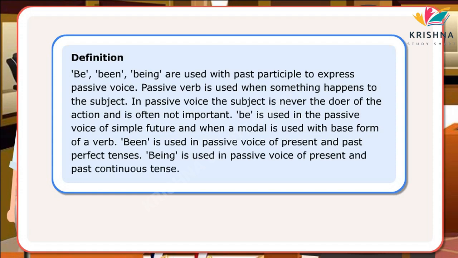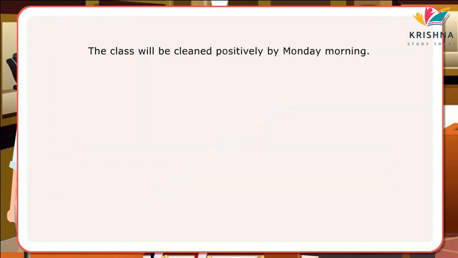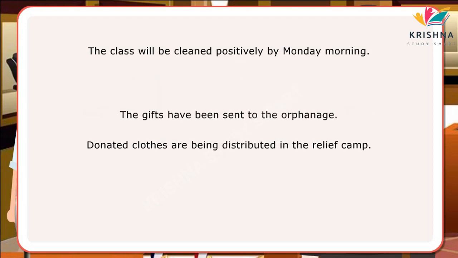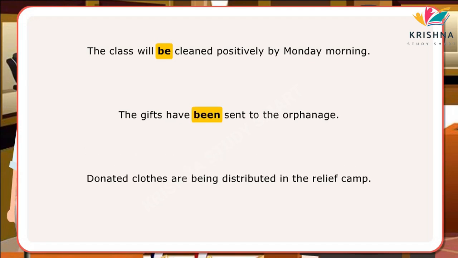Let us look at a few sentences. The class will be cleaned positively by Monday morning. The gifts have been sent to the orphanage. Donated clothes are being distributed in the relief camp. In the first sentence, be has been used with past participle to express simple future in passive voice. The doer of the action is not important here. In the next sentence, been has been used with past participle to express present perfect in passive voice. Here the doer of the action is unimportant.